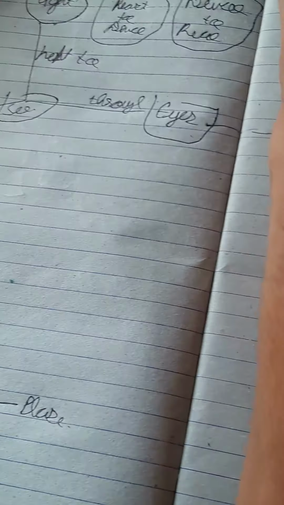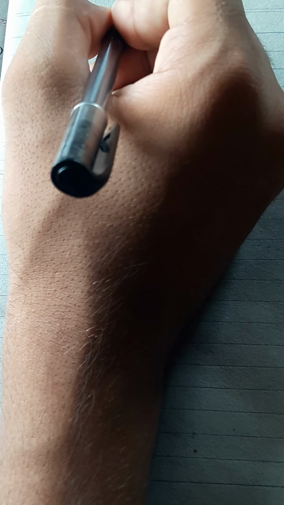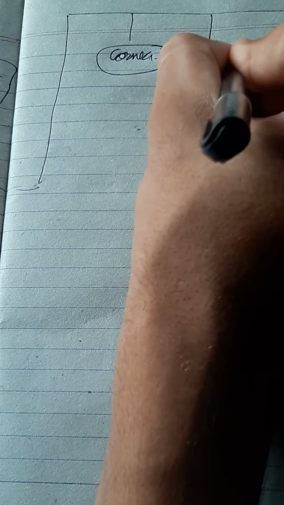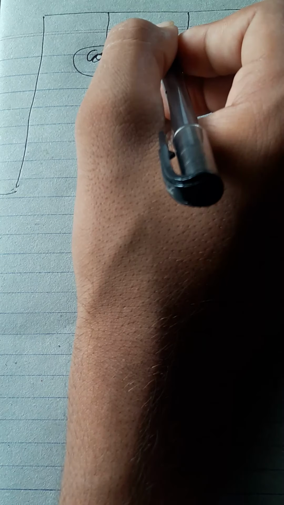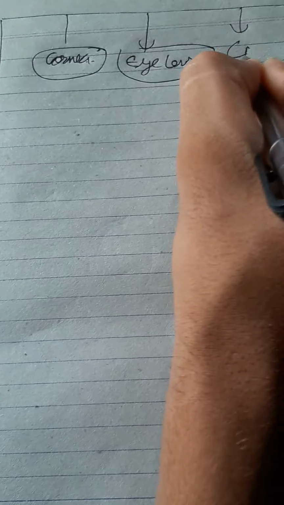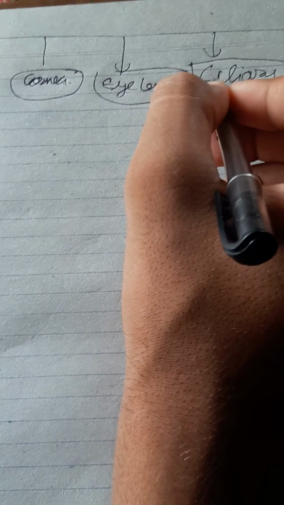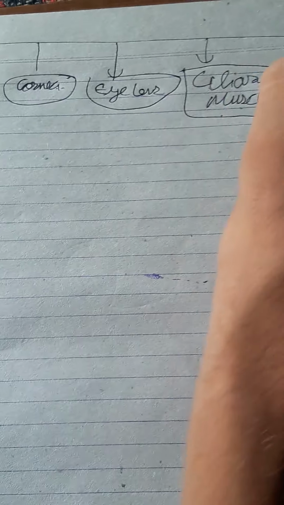Now we have learned about the eyes. Eyes have many parts. First is the cornea. What is a cornea? A cornea is the transparent part in the front of our eyes. Then the eye lens, which helps form the image on the retina. Then the ciliary muscles, which are used to adjust the focal length of the eye lens.